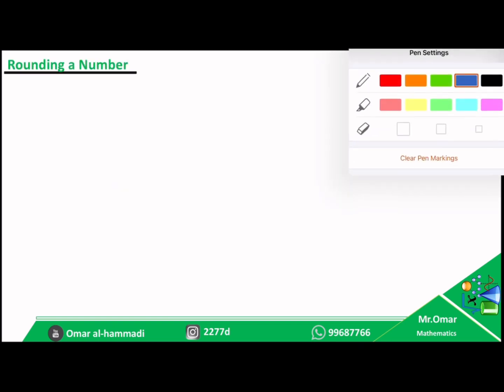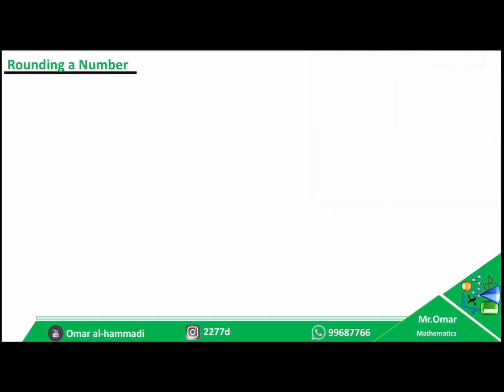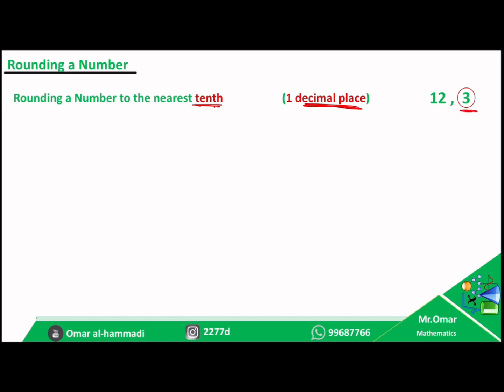And this is a new subject, which is an easy one, but just please be careful. Rounding a number. First of all, we have rounding a number to the nearest tenth. When we say to the nearest tenth, what does that mean? One decimal place only. For example, 12.3. After the point, we have one number only.